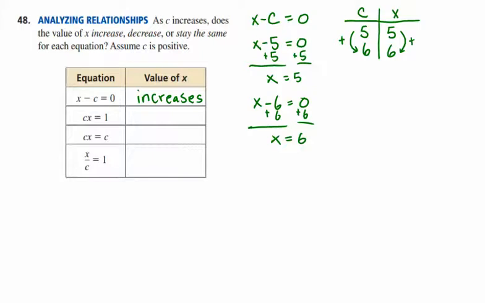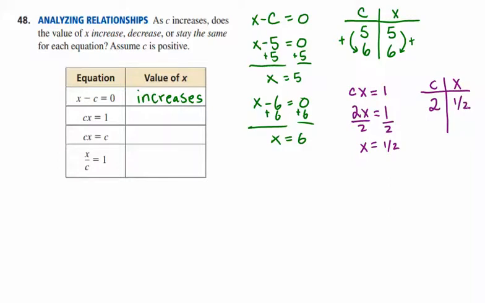cx is equal to 1, and we'll use a different color here so we don't get those confused. So our original equation is cx is equal to 1. We'll make a little table for c values and x values. We'll pick an arbitrary value of c, it doesn't matter what it is, and let's say that is equal to 2. We'll plug that in. 2x is equal to 1. We solve this by dividing both sides by 2, so x would be equal to 1/2 in that case.